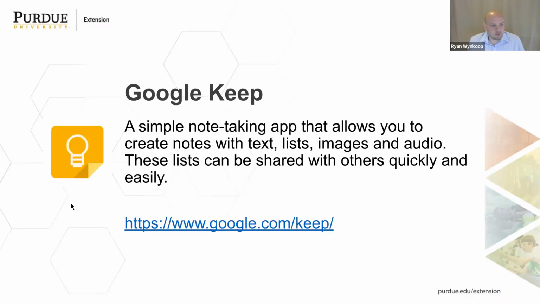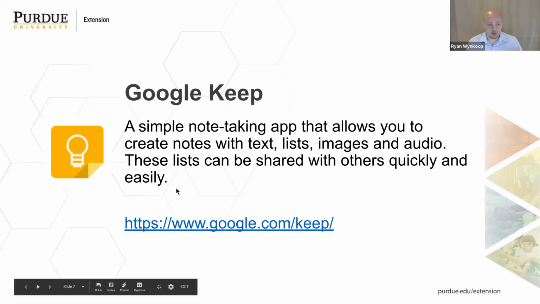So a few of you said you have used Google Keep before. But Google Keep is just a simple note-taking app is all it really is. But it allows you to take notes with text. You can create checklists. You can add images with notes. You can add audio notes if you like those. The cool part about Google Keep is that you can collaborate with others to take notes quickly. So I use Google Keep more personally than professionally, but I'll show you my Google Keep in just a minute.